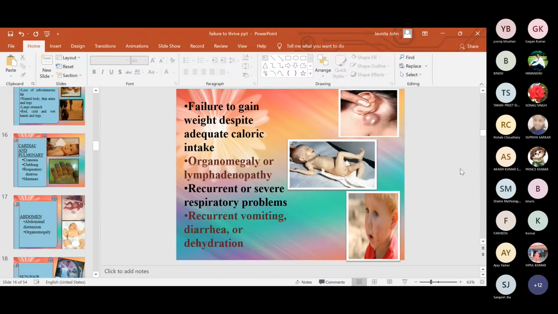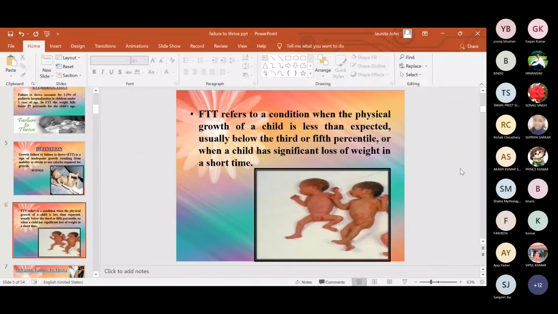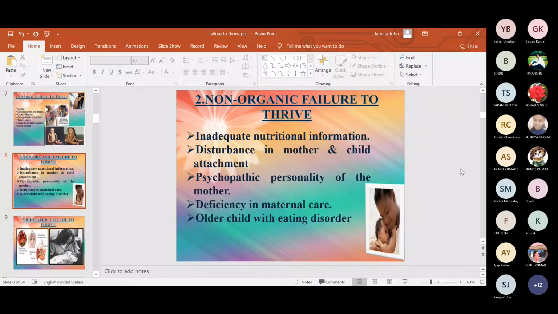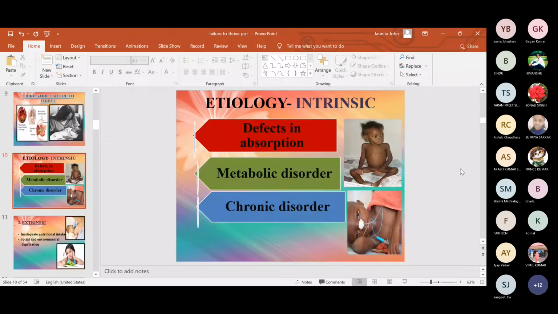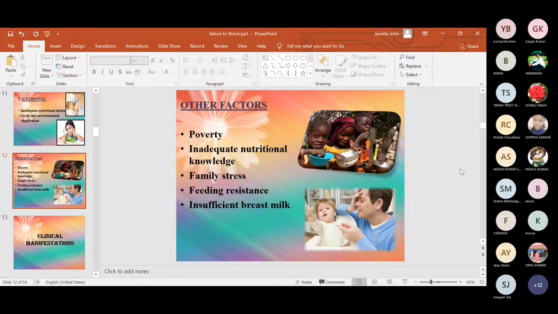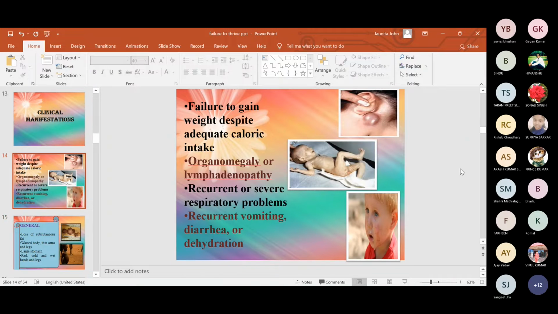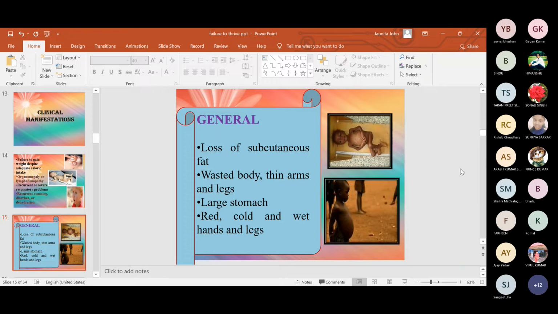So far we have seen what all things. We had seen just the introduction to it, definitions. Etiology में we have seen organic, non-organic failure to thrive and idiopathic. Others were intrinsic and extrinsic factors. Apart from that, other factors. And we had seen clinical manifestation on the whole. Under that, which was failure to gain weight. खाना देने के बाद भी proper weight gain नहीं हो पा रहा है. Organomegaly, lymphadenopathy, कोई respiratory and GI issues which are recurrently happening.